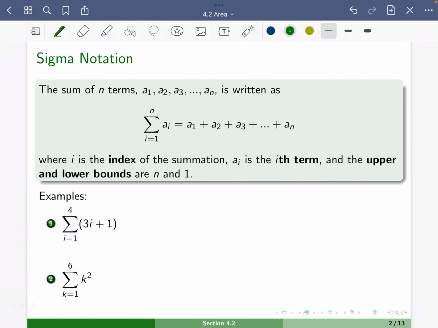So here we have the sigma notation. The sum of the terms a1, a2, a3, up through an, is written as a sum from i equals 1 to n of a sub i. This tells us that the subscript is going to start at 1 and end at n, and we will go through all of those values. So this is where it ends. So i ends here. And this is where our i will start.